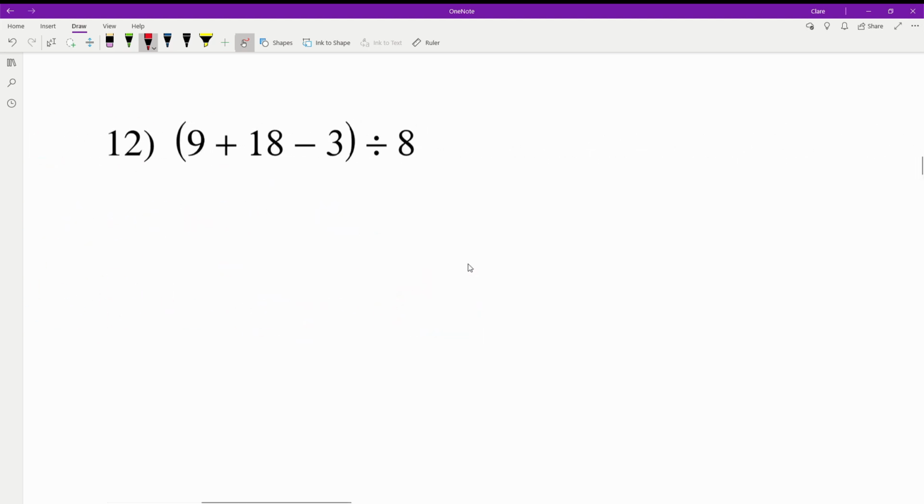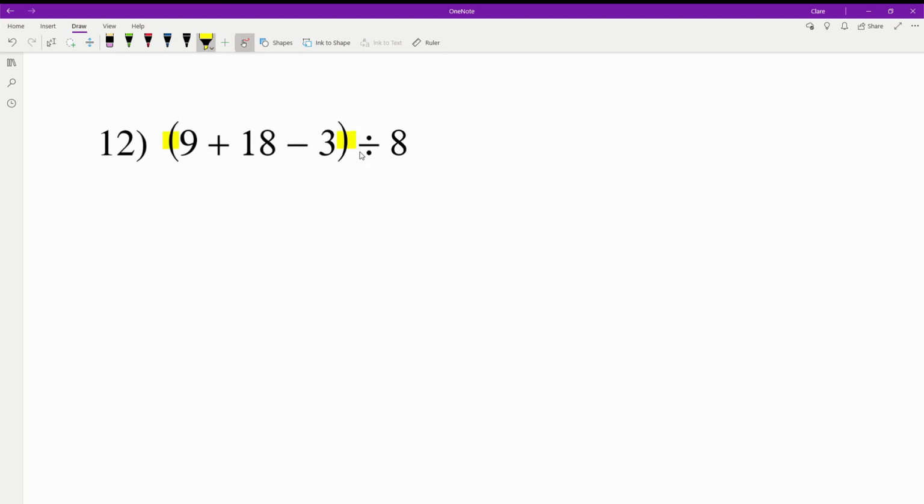In number 12, I have (9 plus 18 minus 3) divided by 8. Notice that my 9 plus 18 minus 3 are in parentheses. So I'm going to do this first. And because addition and subtraction, I work left to right, I'll do 9 plus 18, leaving my parentheses. 9 plus 18 will get me 27. So I'll have 27 minus 3, and then I'll divide that by 8.